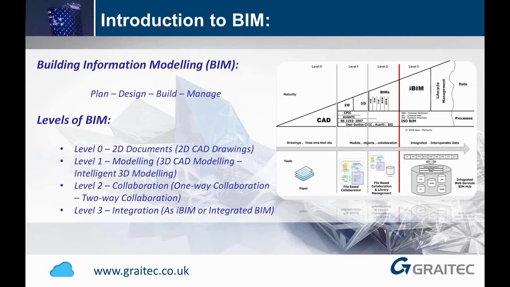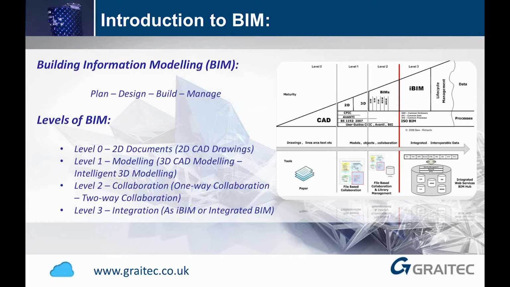So obviously we've got a timescale of 2016 to have our level 2 BIM implemented on all government projects. But for those of you who haven't started that yet, you'll see on the screen a little graph showing what BIM is all about and what levels you should be expecting. Level 0 is predominantly 2D documentation, which you've obviously been producing in CAD. Then moving into level 1 is starting to produce 3-dimensional models, whether using a CAD tool or, for example, Revit or other applications.